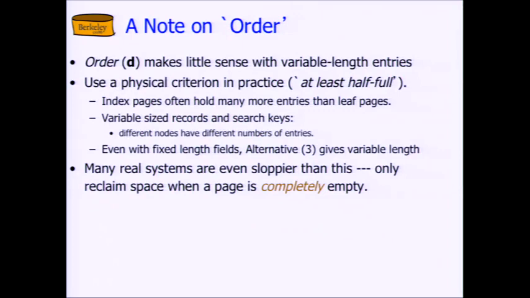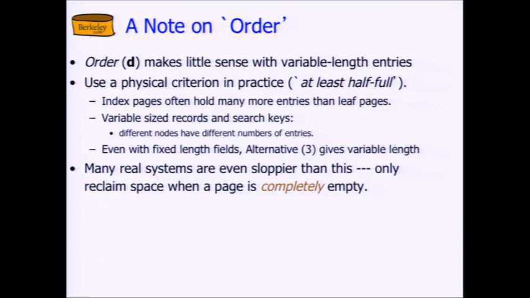All right, a little detail. We said that the order of a tree D, that every node would have between D and 2D entries, meaning pointers. But in practice, when we use key compression or variable-sized keys like strings, the keys on those entries will be a variable size, which means you'll have more or less of them on a page depending on the data. So you might have a long key here and then a short key and then a long key. So the index pages may hold lots more entries than the leaf pages because they're compressed.